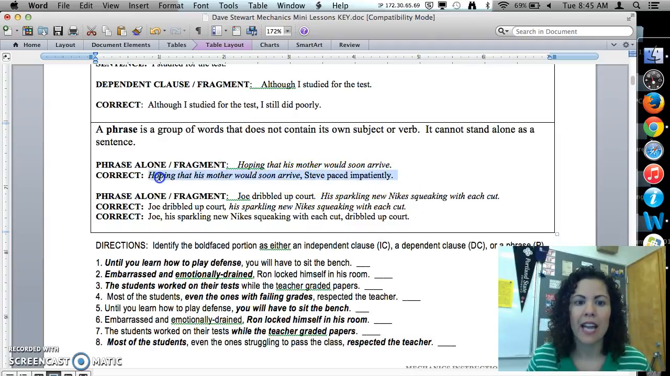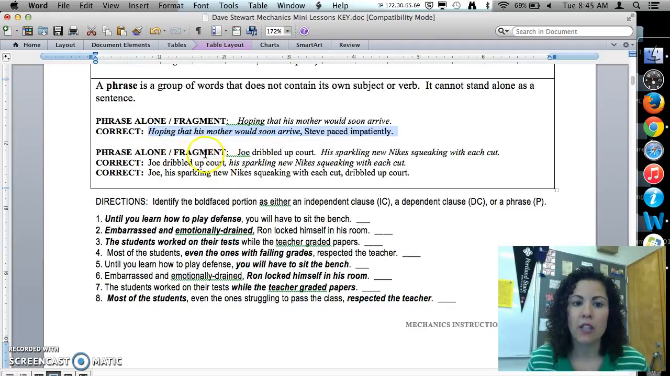This is a really nice sentence type that we're going to be practicing where you have what we call a phrase opener. Again, it creates that rhythm in your writing, even though it's just a simple sentence. It's a more sophisticated simple sentence than you've probably used previously. Then we have a phrase alone or fragment.